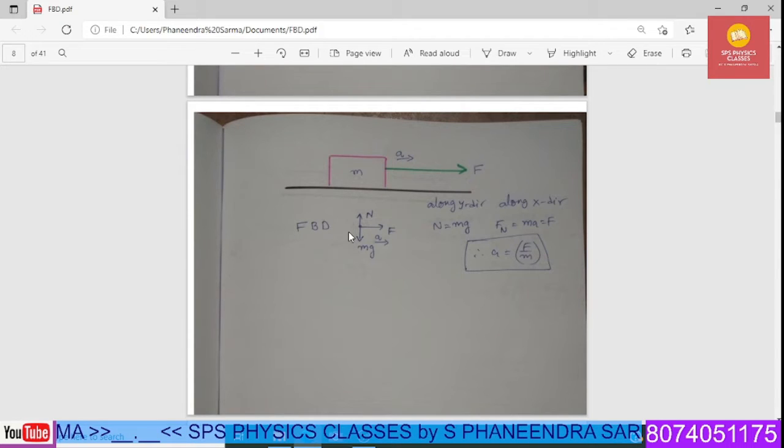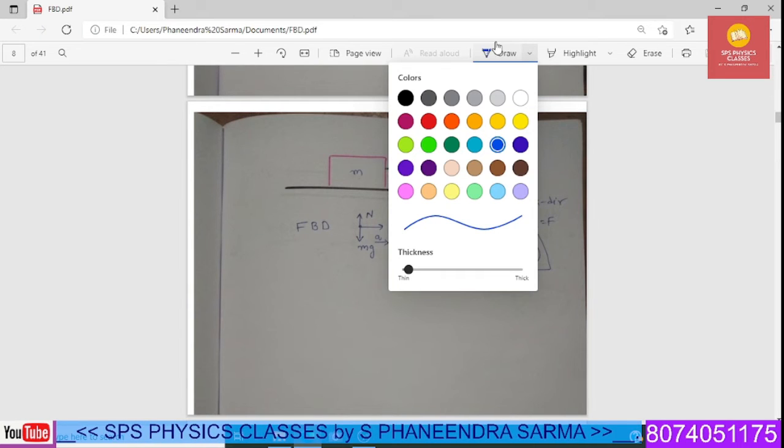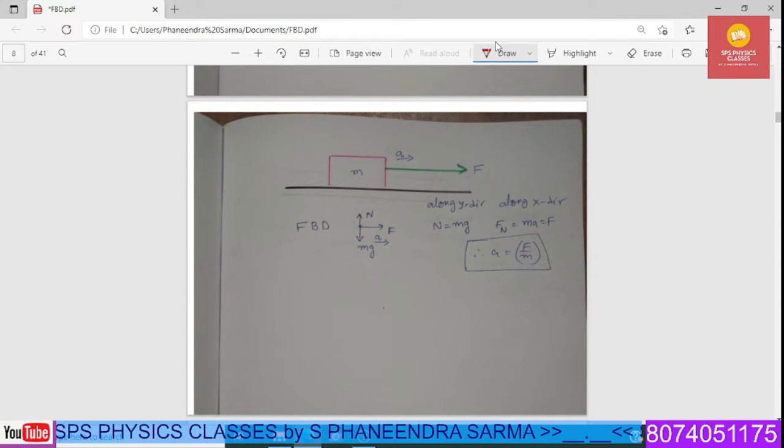Hello all. Now let us see the concept of a free body diagram and how to develop this free body diagram. Let us see one by one. Now in the given case, let us consider that the mass of the object is small m, experiencing a force of F on the horizontal smooth surface. In such a case, let us try to apply the free body diagram rules.